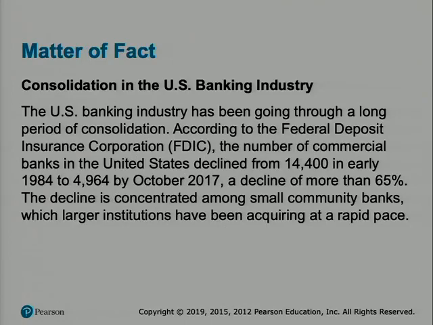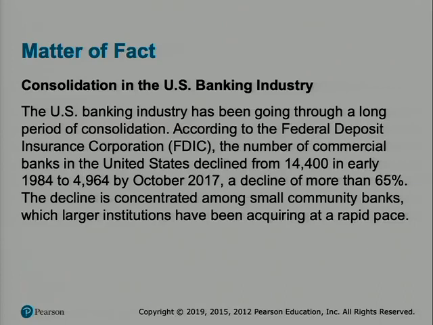So there has been a massive consolidation in the U.S. banking industry. There used to be many, many small banks, countless numbers of small and local banks that had anywhere from 2 to 20 retail locations. What occurred is a huge amount of mergers and acquisitions, where the number of commercial banks declined from 14,400 in 1984 to about 4,964 by 2017.